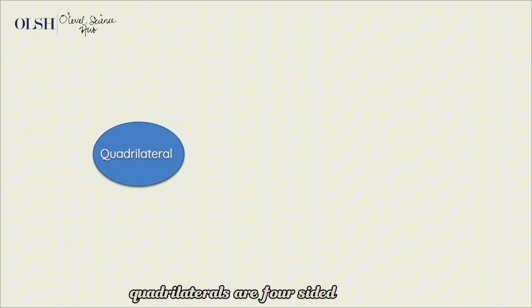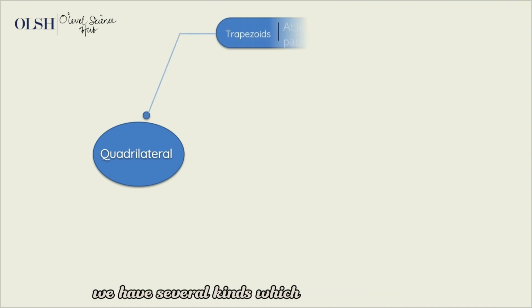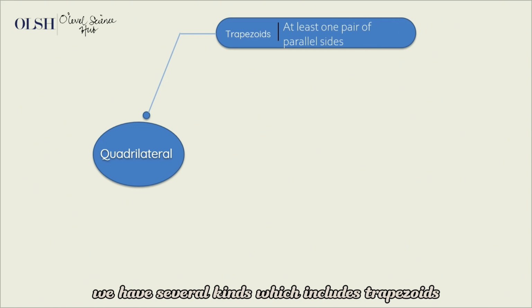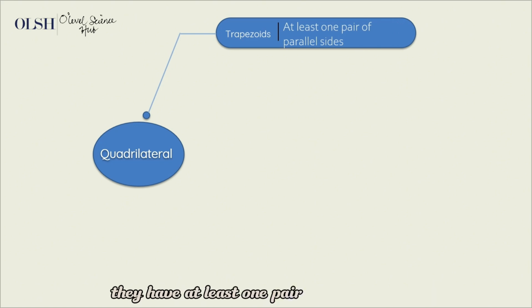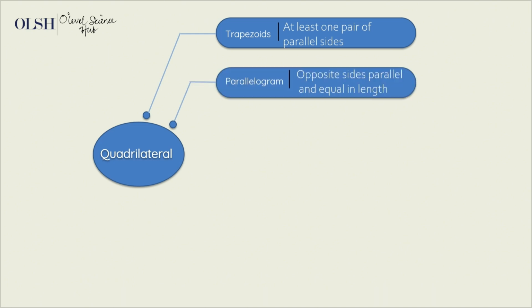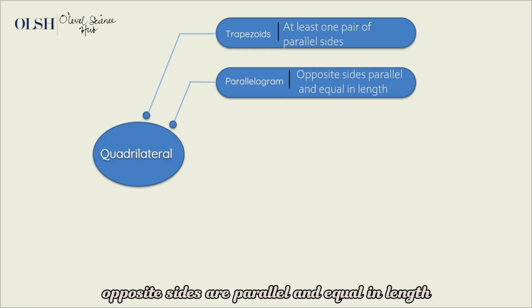Quadrilaterals are 4-sided polygons. We have several kinds, which includes trapezoids. They have at least one pair of parallel sides. Then we have the parallelogram. Opposite sides are parallel and equal in length.